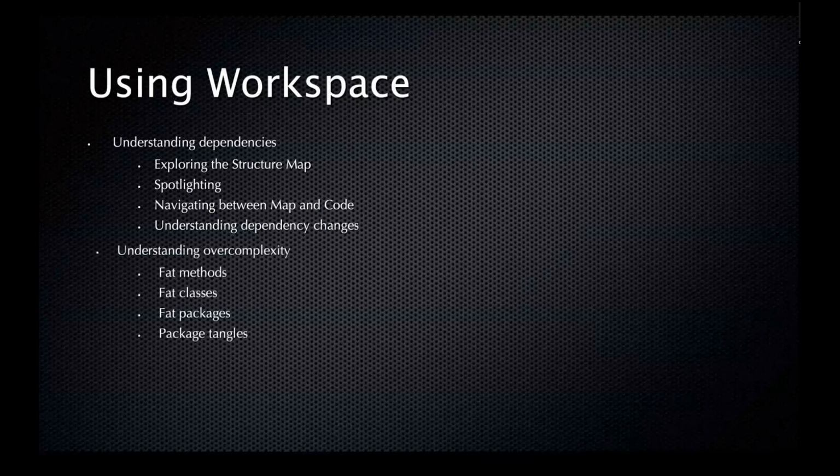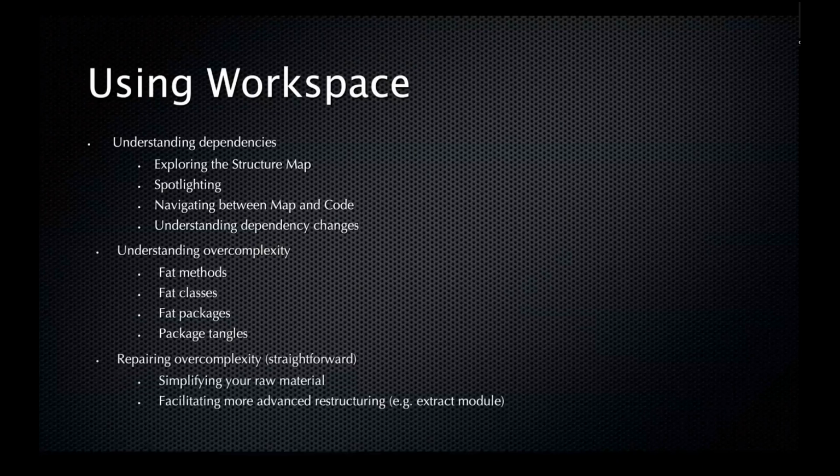So now we're going to look at this next, which is understanding overcomplexity. I'm going to look at fat, and fat is at different levels, the fat methods, fat classes, fat packages, and also cyclic dependencies or package tangles. Okay. And we're going to look at then how you can repair some of this overcomplexity. Now, this is for straightforward overcomplexity. For anything that's not straightforward, you really are going to be reaching for Studio in those cases.